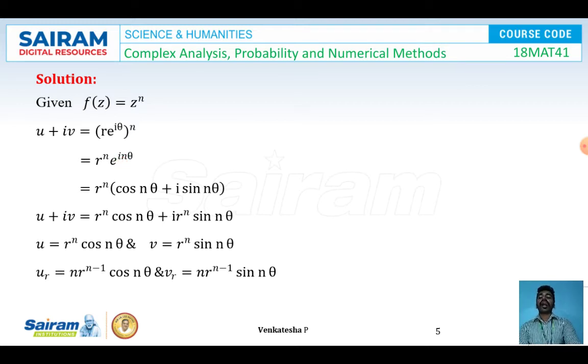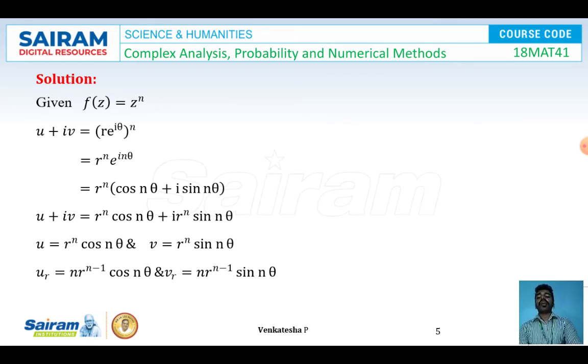So I got r power n into cos n theta plus i sin n theta. So taking r power n inside the bracket, I got r power n cos n theta plus i into r power n sin n theta. So I got finally u plus iv is equal to r power n cos n theta plus i into r power n sin n theta.